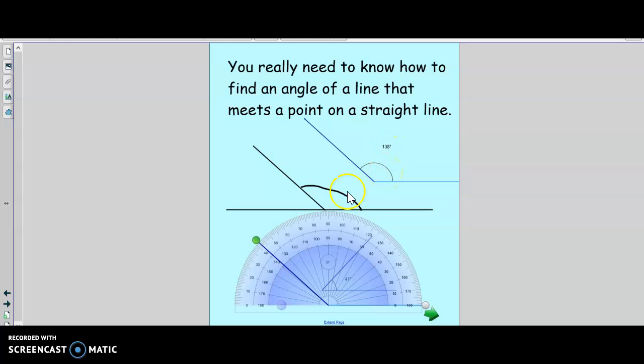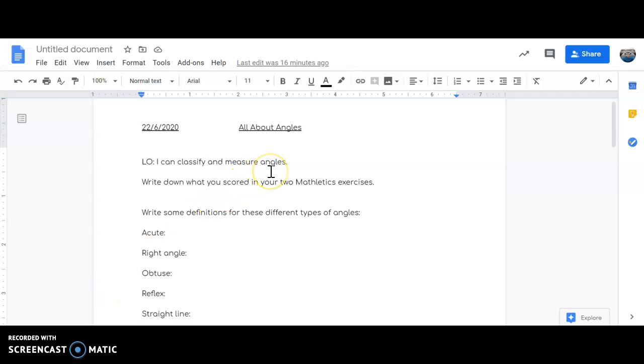Okay, so it's over to you now. On the sheet I've created for you, you've got a learning objective. I can classify and measure angles. You've got 2 tasks I want you to do on Mathletics. So off you pop to Mathletics and do the 2 Mathletics exercises. Once you've done that, I want you to write down what you scored in your 2 exercises.